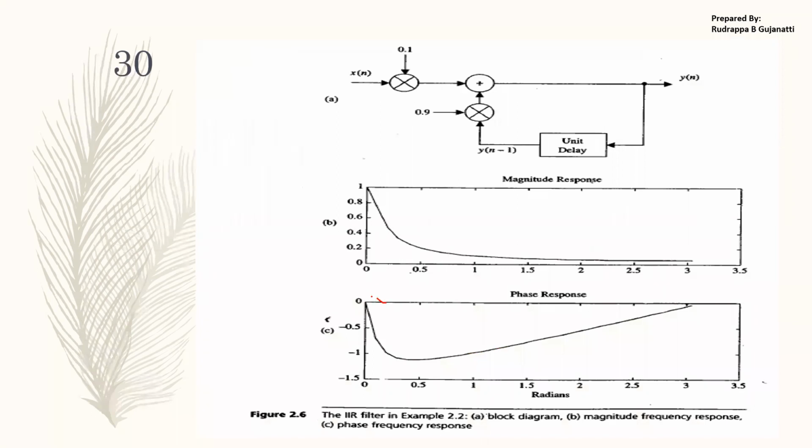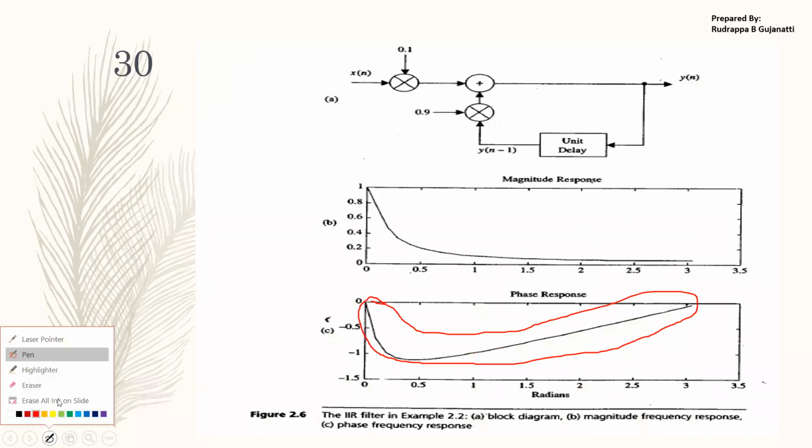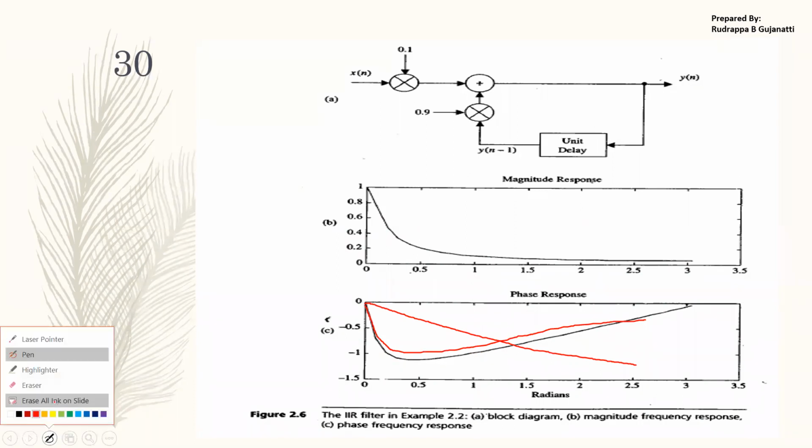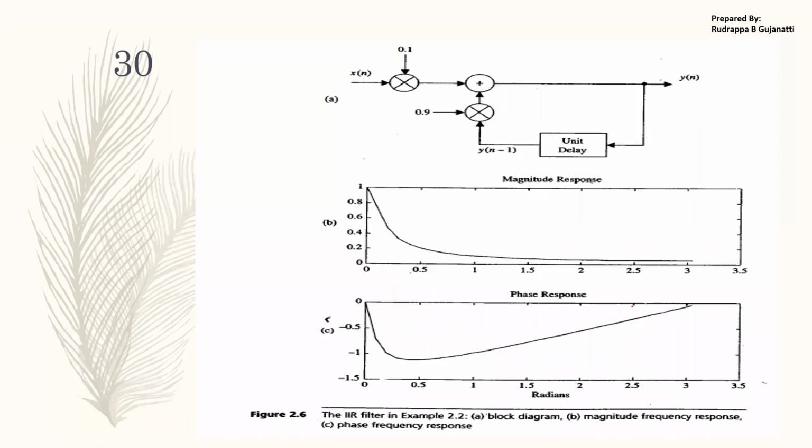Now, one important thing to identify is that if you observe this graph, it is not the same as what you had seen previously. For the FIR filter, you saw that it was a straight line, but in this case it is not a straight line. It is curved over here. So what is this implying? It is implying that the phase response is non-linear.